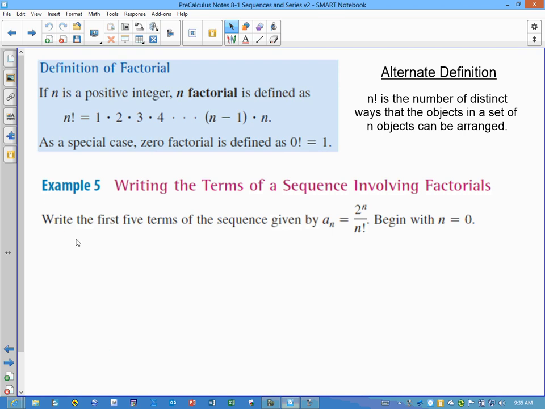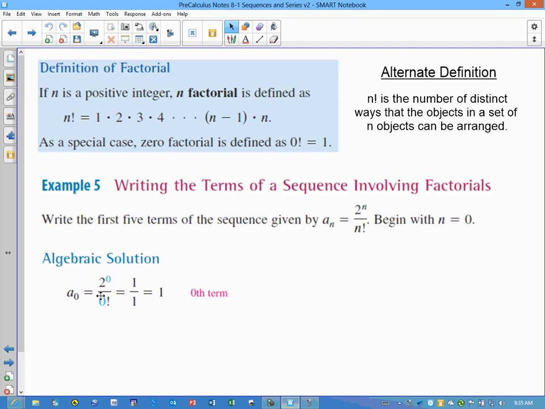Alright, so let's look at an example here where this sequence has factorials in it. And they want us again to write the first 5 terms of the sequence. So again, we're going to start with the brute force method here. We're going to start with n equals 1, substitute in the n, so you have 2. I'm sorry, actually they wanted us to begin with n equals 0. They told us in the directions. So starting with n equals 0, that means to get 5 terms, we're going to end with n equals 4.